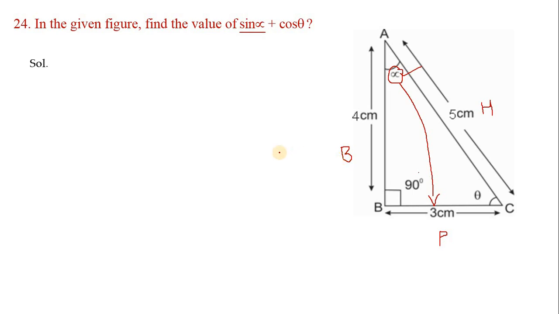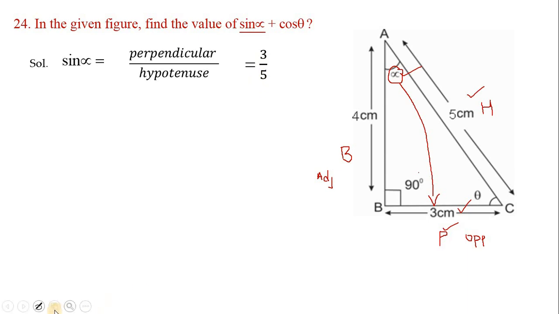Now let us find sin alpha. So the sine ratio is perpendicular by hypotenuse. Your teacher may have taught perpendicular as the opposite side. You may use it as the opposite side and base as the adjacent side. We can use whichever way you have learnt. Hypotenuse never changes. And the perpendicular here is this, so its value is 3. Hypotenuse is this, its value is 5. Hence 3 by 5. Similarly, we have to find the value of cos theta.